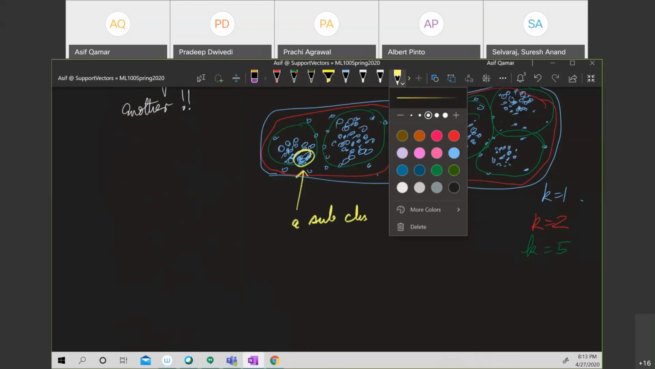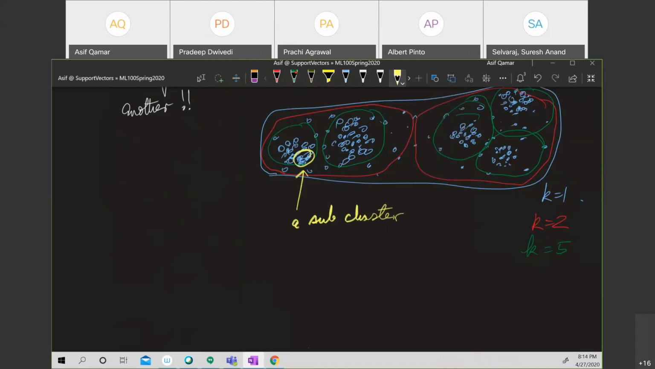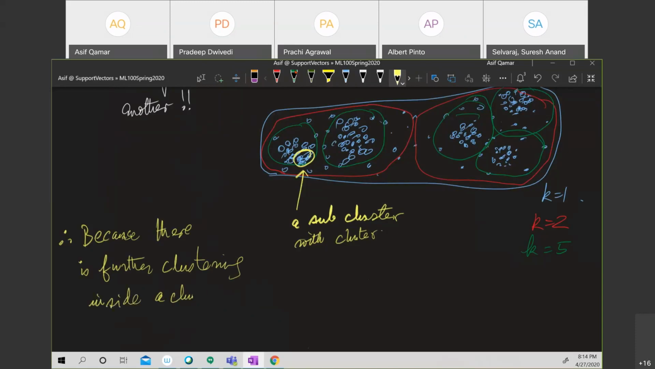Why is this so? Because there is further clustering inside a cluster, it is not determinate. It is hard to fix a number. Do you see that? And that is what makes this problem computationally NP hard. You can't do it. You have to use probabilistic methods. In other words, machine learning methods.